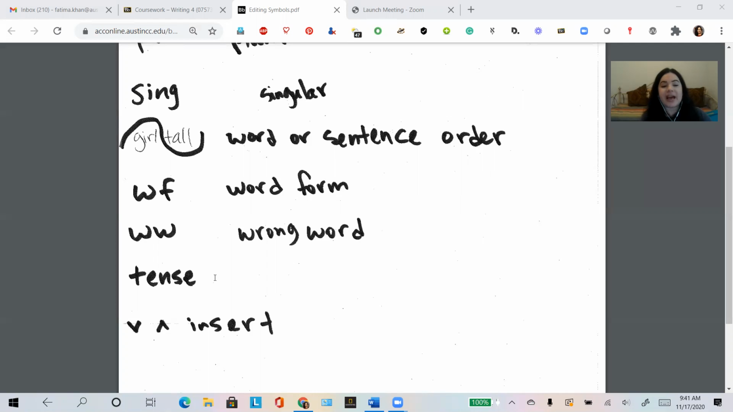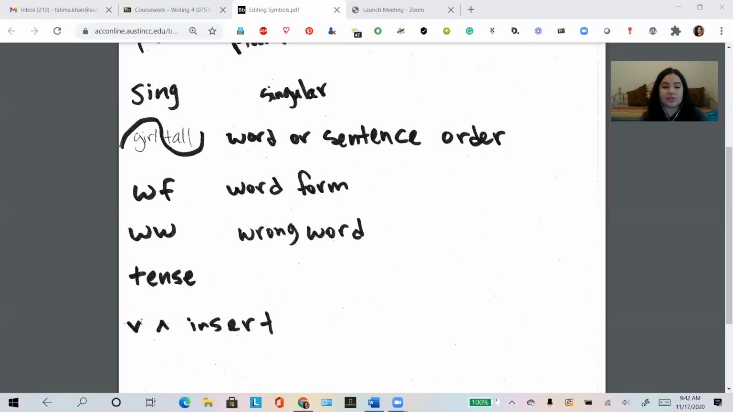Tense. So you should be asking yourself what tense you should be using in each sentence or in a paragraph. If you're describing something that happened in the past, have you used the past tense for that? Are you mixing tenses when you're telling one story? Maybe you're giving a little summary of an anecdote, but you're mixing tenses. So I'll put tense, and you should be able to think about what tense you should be using.